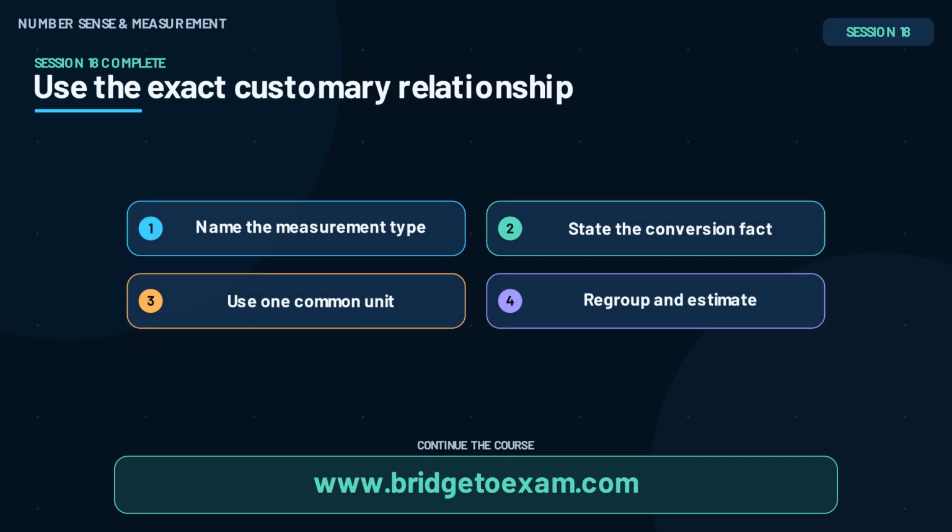Identify length, weight, or capacity. State the exact customary conversion equality. Orient a factor so the old unit cancels, and normalize mixed measures before combining them. Regroup and estimate to verify the result.